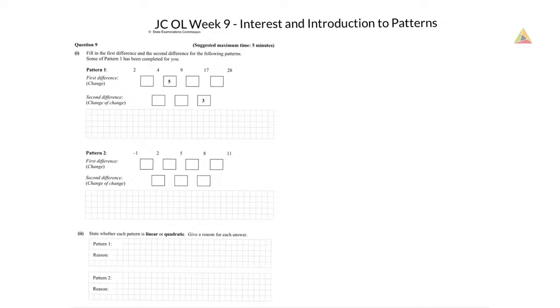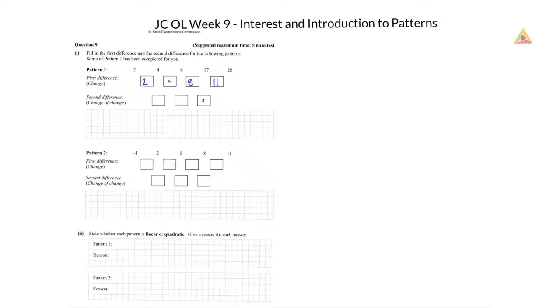So, pattern 1 is 2, 4, 9, 17 and 28. So, the difference between 2 and 4 is 2. The difference between 4 and 9 is 5. That's been done. The difference between 9 and 17 is 8. The difference between 17 and 28 is 11. So that's the first difference, okay?